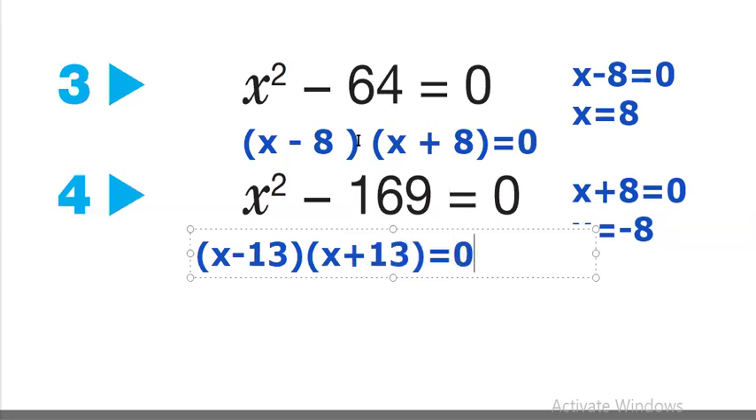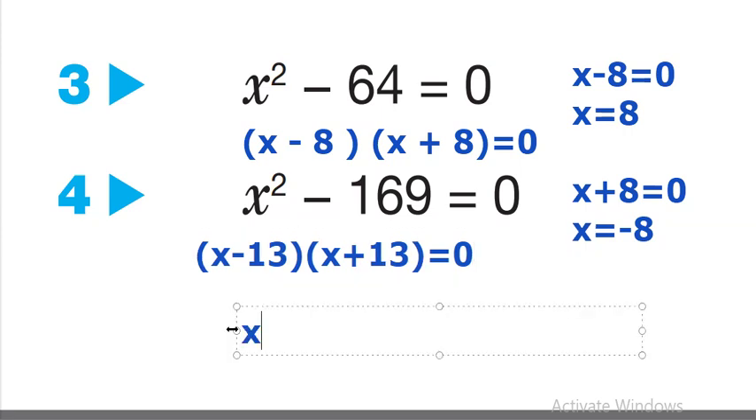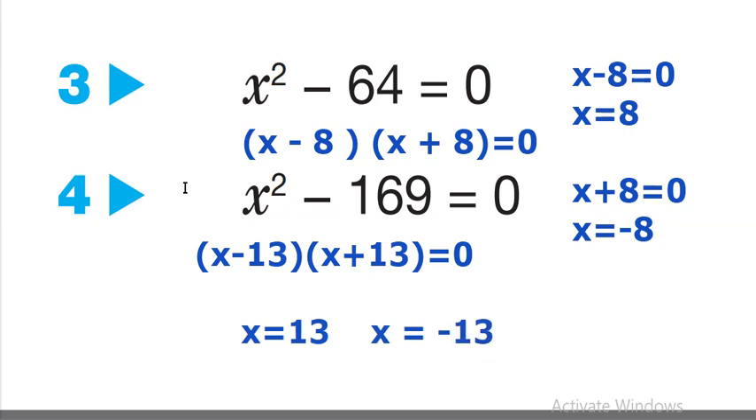And in the solving, you're going to do the same steps here. This one equals 0. You take the 13 to the other side. So x equals 13. Second one, x plus 13 equals 0. You take 13 to the other side. So x will equal negative 13. And this is how you answer a question like this.